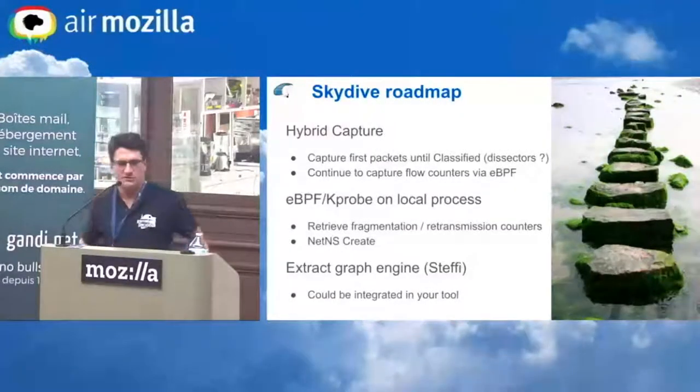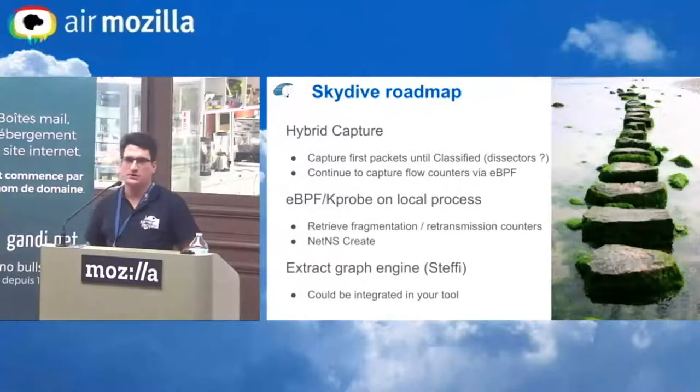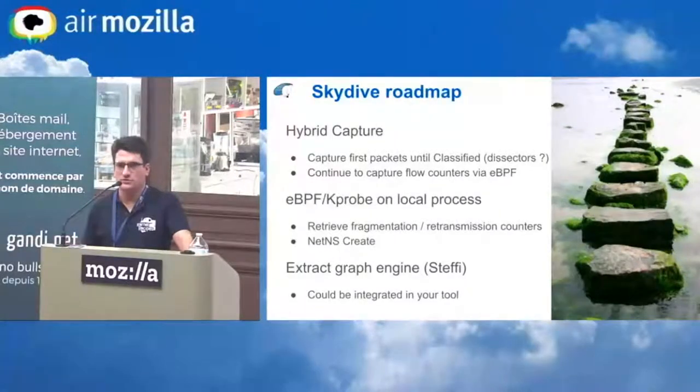For the future of Skydive, the roadmap is that we plan to have hybrid captures, basically an eBPF probe sending packets to userland to classify. So you have the full stack with GRE and tunnels, where it's a little bit complex to classify the flows. And once it's classified, we just continue counting the packets as we do today, by flagging back which network session it is, and we continue to just update the counters.